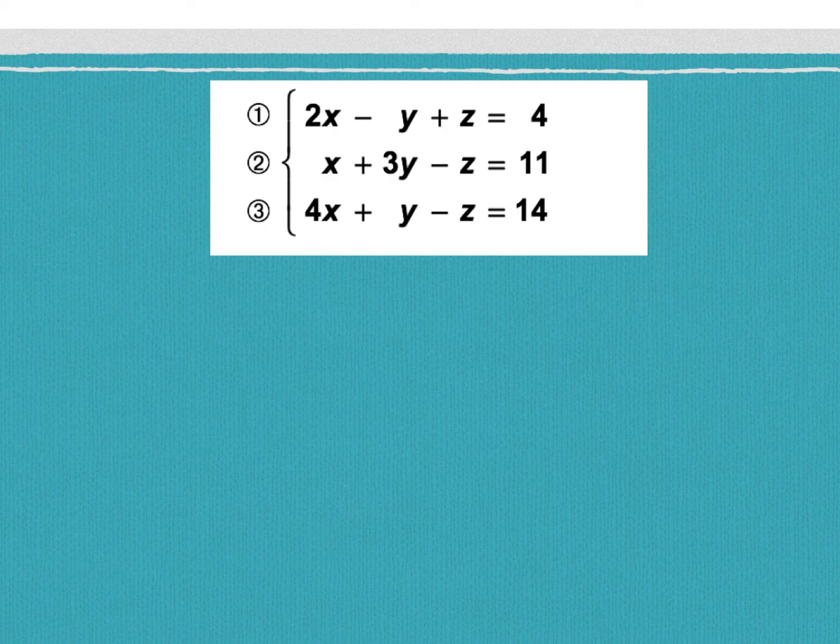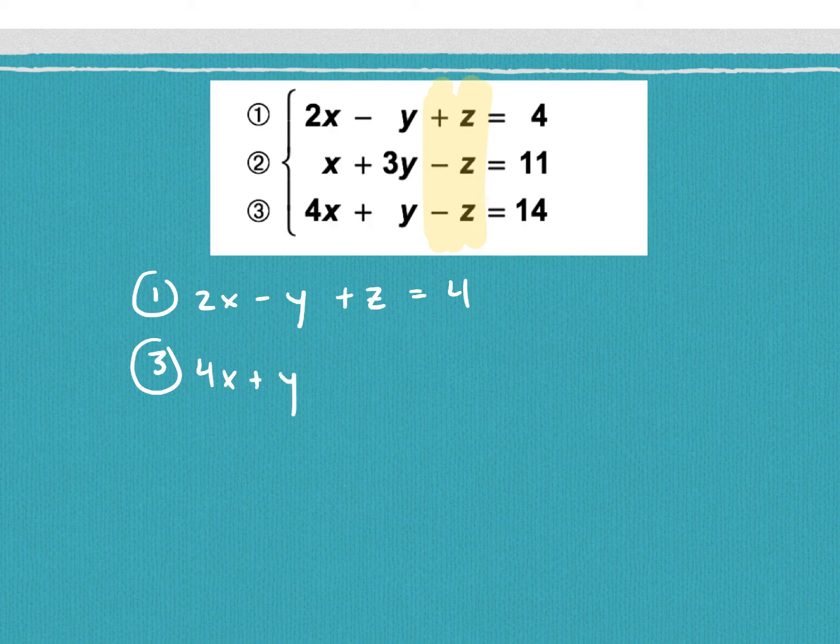Noah? The first one and the third one, that works. And which variable are you trying to eliminate? Z. Awesome. We can see here that Z's all have that same number in front. So I'm going to start by combining 1 and 3. So I have 2x minus y plus z is equal to 4, and 4x plus y minus z is equal to 14. So all I did was rewrite the first and the third equation.